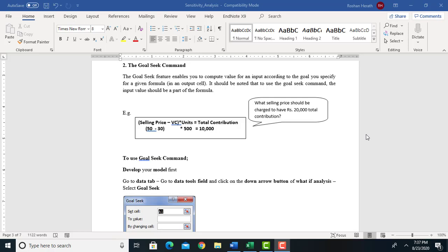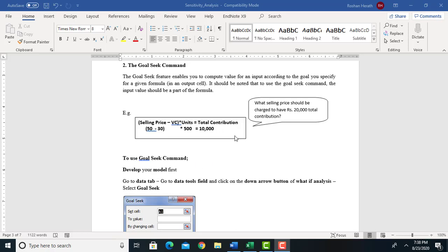When it comes to this goal seek command, basically what it does is help you figure out what must be the input in order to achieve a particular output. For a specified output to be derived, what must be the input value? Let me give you an example for that.